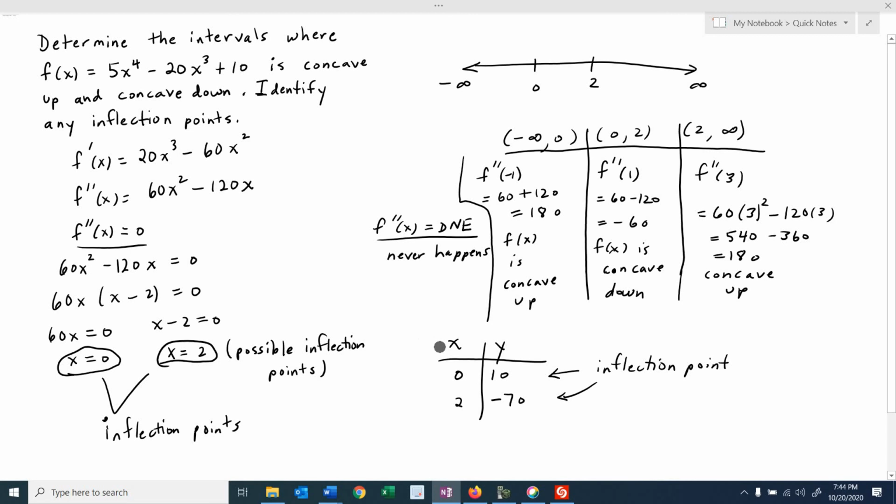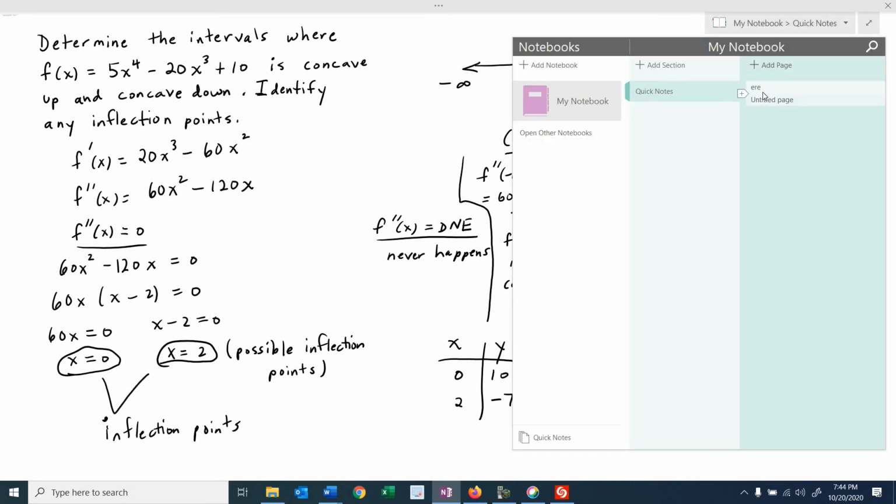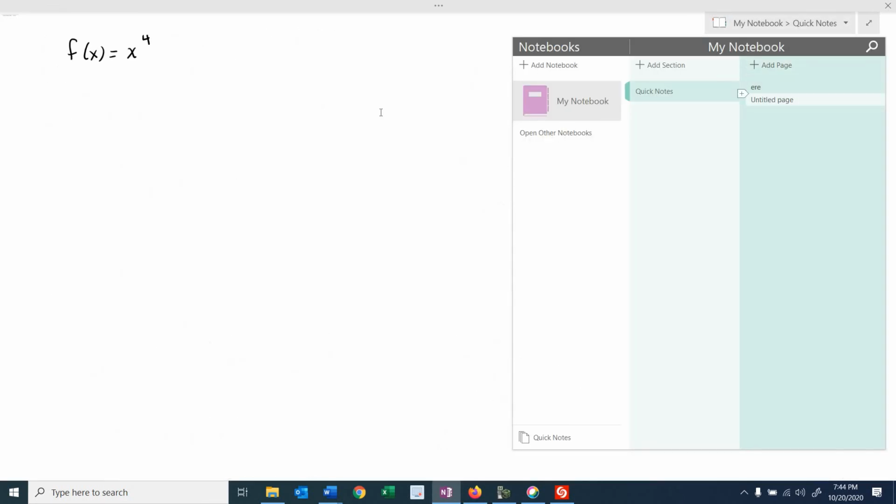Okay, so let me show you one more example. So let's say you have f of x is equal to x to the 4th, and you want to find out where it's concave up and concave down. And then let's also find any inflection points that it has.